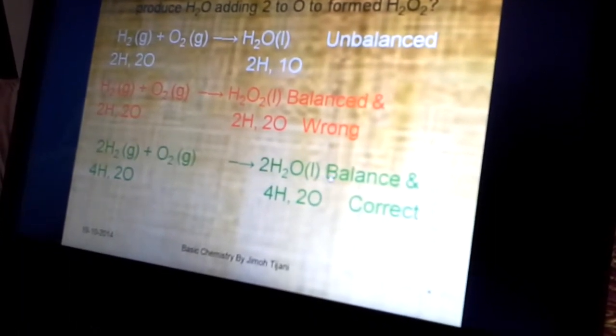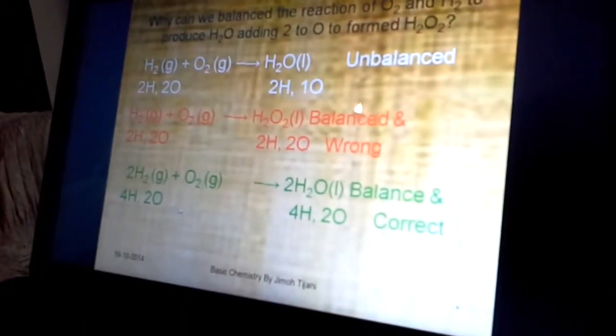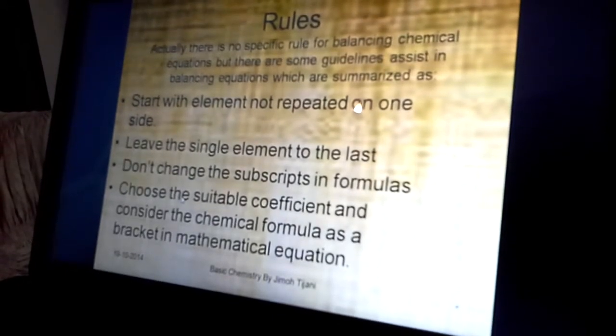And the last one is balanced and correct, where we have an equal number of hydrogen on the left and right and an equal number of oxygen on the left and right.